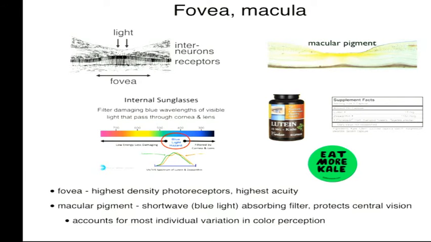But you can think of the macula as internal sunglasses, right? So here's the various wavelengths of light. The light that is most damaging to your eyes, or potentially damaging, is short wavelength visible, right? And this is called the blue light hazard. And the macula absorbs just in this region, okay? Absorbs most just in this region, so it protects your fovea from excessive blue light.